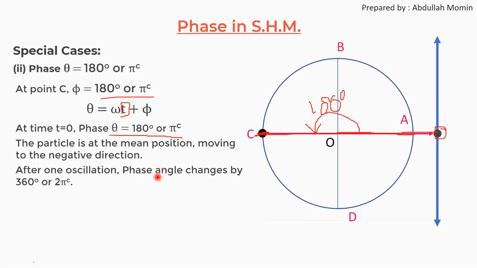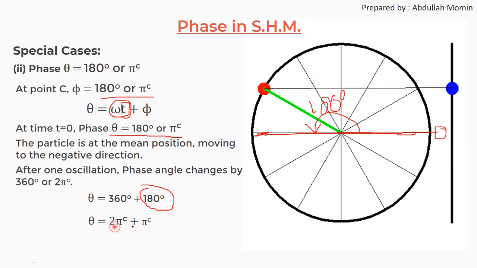Now after one oscillation, the phase angle changes by 360 degree or 2 pi. So we will write, after time t, the angle covered, that means omega t, is 360 degree and initially it is making angle 180 degree. That means 2 pi radian plus pi radian. So the total phase will be 3 pi radian.